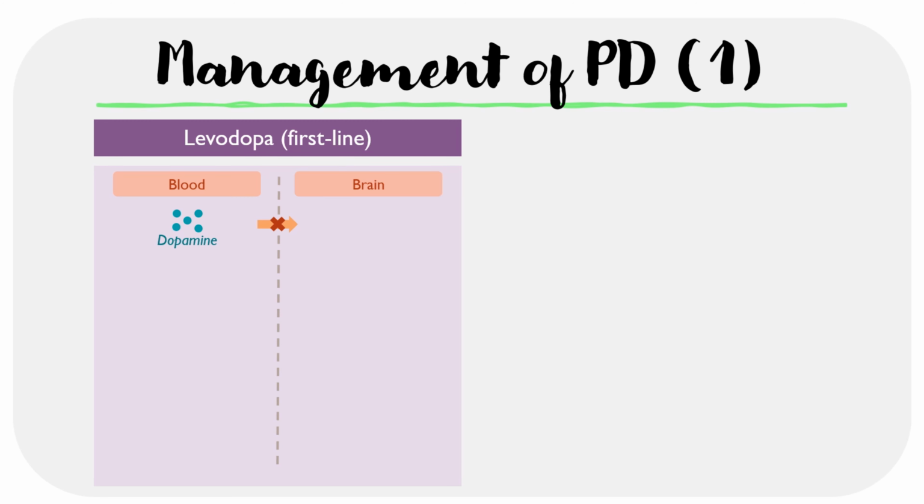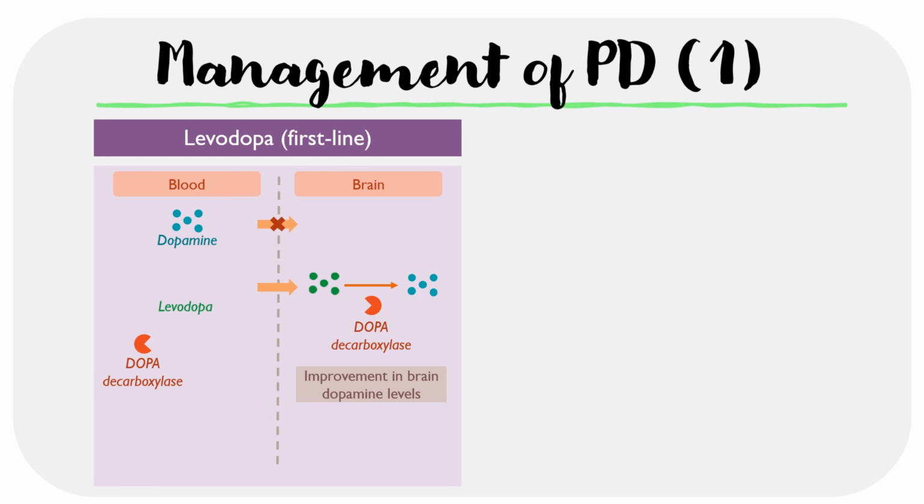So instead, we have to use the precursor to dopamine, which is levodopa, and this is able to cross the blood-brain barrier. Once it's across, levodopa is broken down into dopamine by an enzyme called dopa decarboxylase, and this helps to improve the levels of dopamine within the brain. One issue which was noted when levodopa was first introduced was that there is actually some dopa decarboxylase present in the blood as well, and this ends up breaking down levodopa into dopamine before it even reaches the brain. With higher levels of dopamine circulating in the blood, this can lead to side effects such as nausea and arrhythmias.